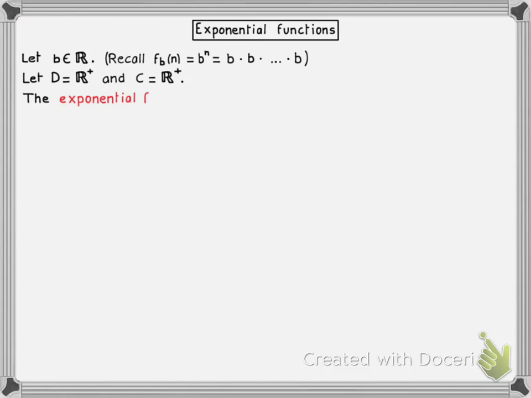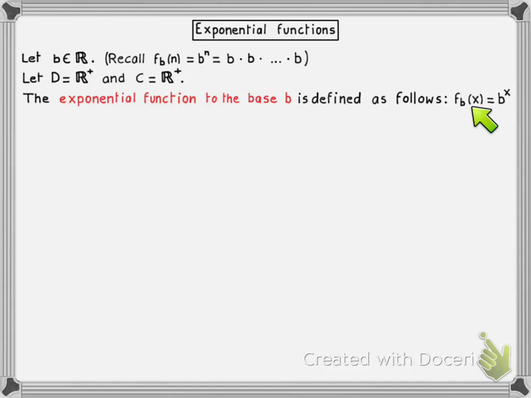By definition, the exponential function to the base b is defined as follows. F sub b of x is equal to b power x. So again, this notation is well known to you. That's the same one we used here. The difference here is that the domain of these functions is the set of positive real numbers. In other words, x now can be a real number.